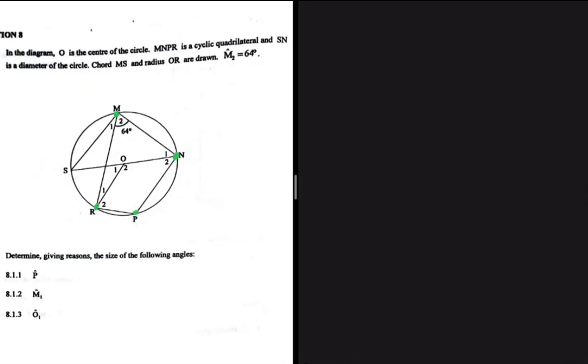So let's jot down our keywords. We know that we can use the properties of a cyclic quad. And then what else do we have? We have diameter. We know that it subtends an angle of 90 degrees on the circumference of the circle. And then we have chord: equal chords subtend equal angles, and so on. And then we are told that M2 is equal to 64 degrees. I think now we can answer our question.